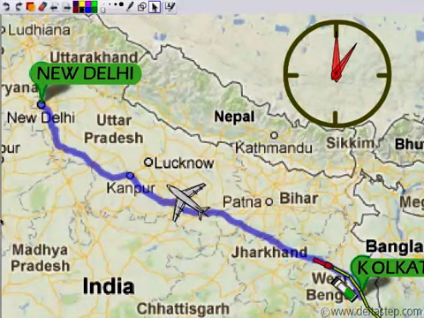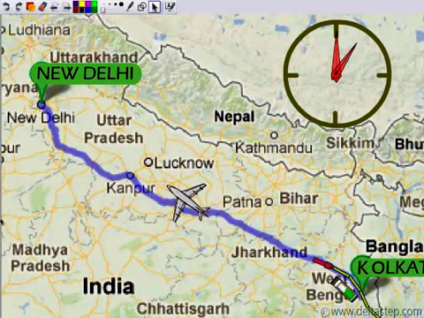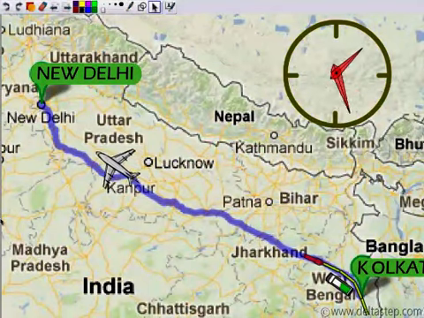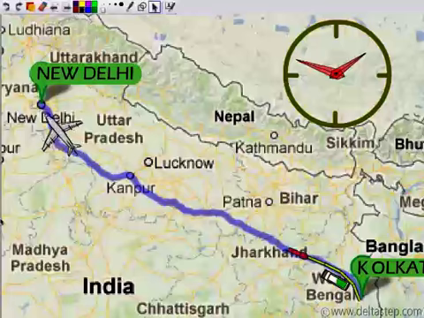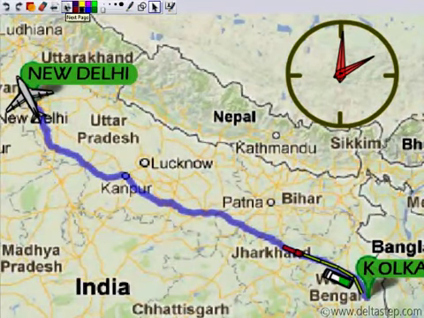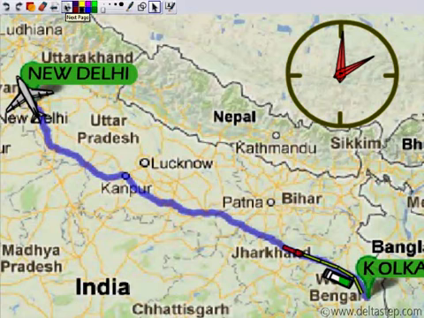So in 1 hour you can see that the plane has covered the maximum distance. The train is still in West Bengal, whereas the bus is near Kolkata only. Let's look at the second hour now. After 2 hours, the plane has reached New Delhi. You can see that the train has entered Jharkhand, whereas the bus is still in West Bengal.